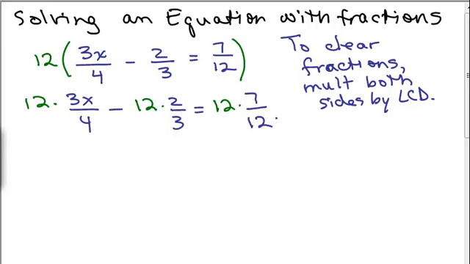Okay. Now, if you have some whole numbers, well, it's easier. If this was just a 7, you would just have 12 times 7. You still would multiply by any number, right? Any term. Also, if you've got any parentheses, it's easier to first do your distributive property.